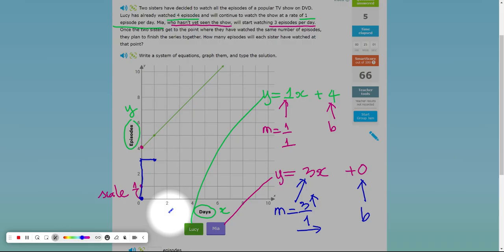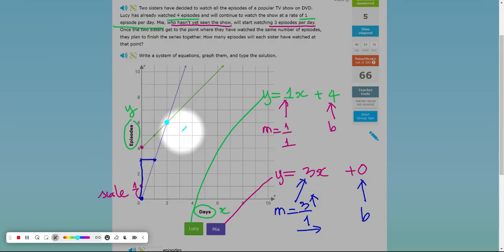Okay, so go get my tool. Okay, here we go. Start with 0 up. I didn't click on my tool, so that's why. Okay, so I click on Mia first. Start at 0, up 3, right 1. Okay, so you can see, notice over here that for both Lucy and Mia, they meet up right there.